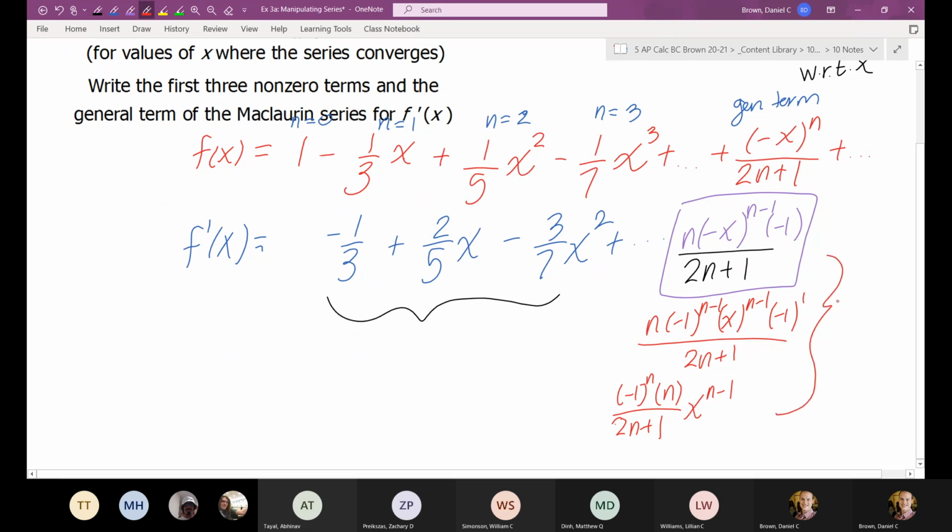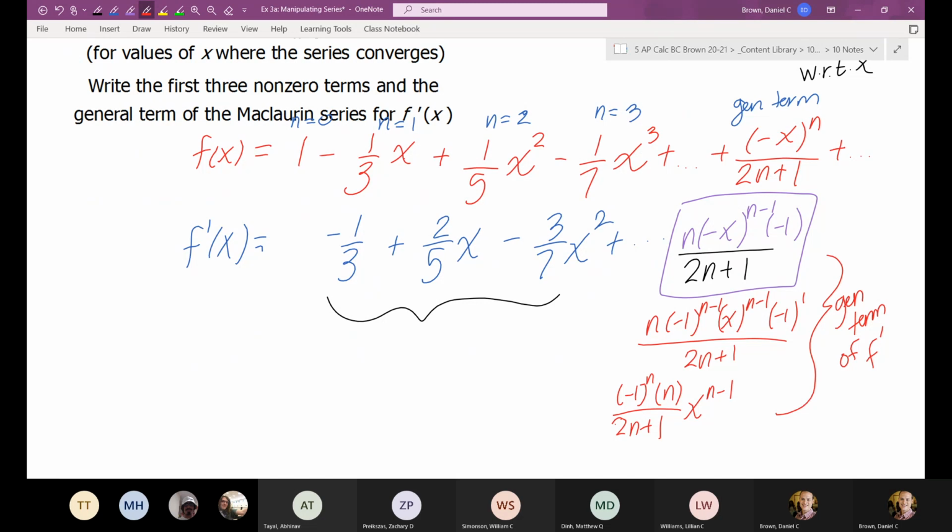And again, what is that representing? This is the general term of f prime. Sometimes the question might ask you to just find the general term. Sometimes it might ask you to just find the first x number of terms. Sometimes it might ask you to do both.